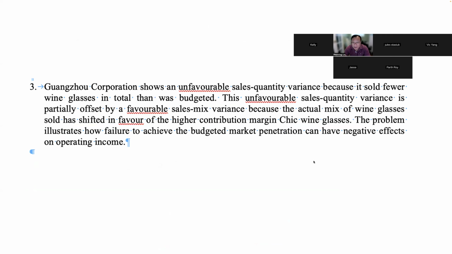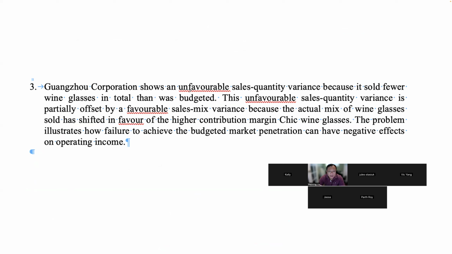So what's the comment, right? Here they're saying the sales quantity variance is unfavorable because it sold fewer wine glasses, right? We calculated the actual units is 1,500 units, but the budget total units is 2,000 units, right? So it's unfavorable in terms of the sales quantity because 1,500 versus 2,000, right?